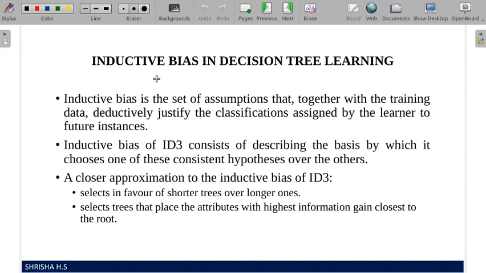Our ID3 algorithm has a tendency, or bias, towards trees which are shorter, and also towards ordering by information gain from higher to lower in a top-down approach. So this is our inductive bias.